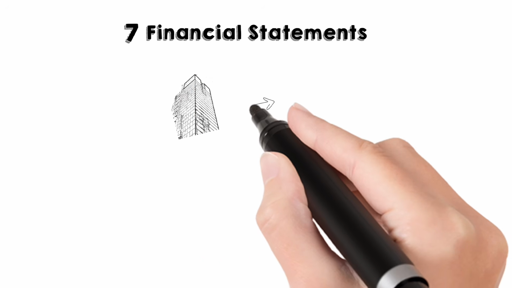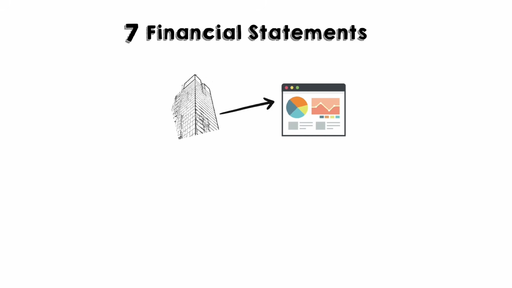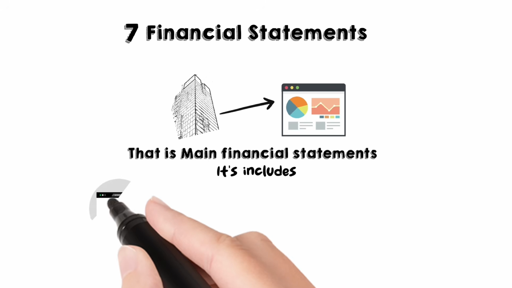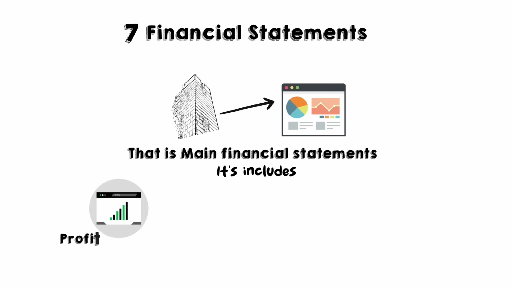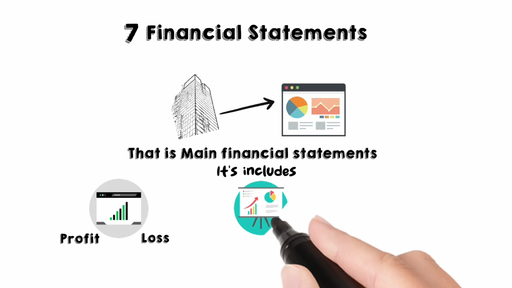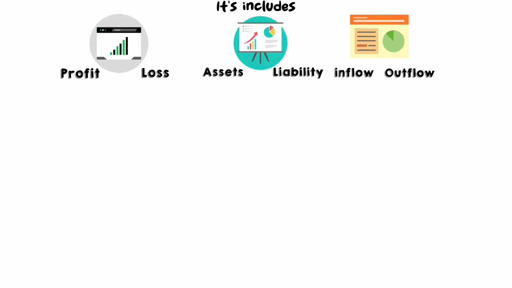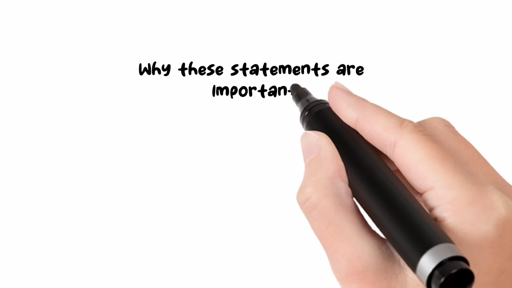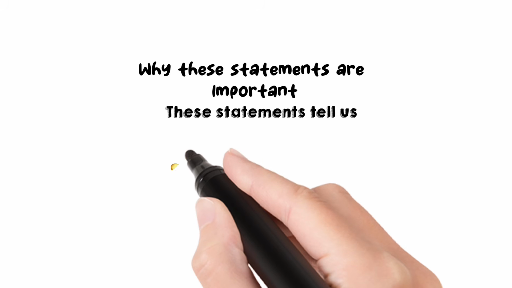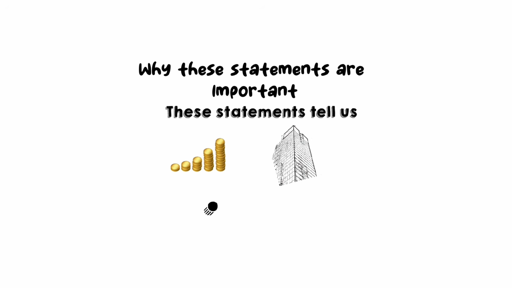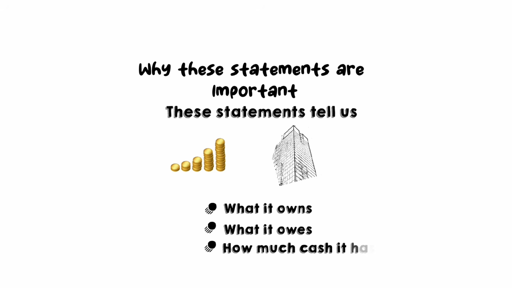Number 7, financial statements. Now the business prepares its final reports. That is, main financial statements. It includes income statement, which shows profit and loss; balance sheet, which shows assets and liabilities; cash flow statement, which shows cash inflow and outflow. Why are these statements important? These statements tell us how much profit the business made, what it owns, what it owes, how much cash it has.